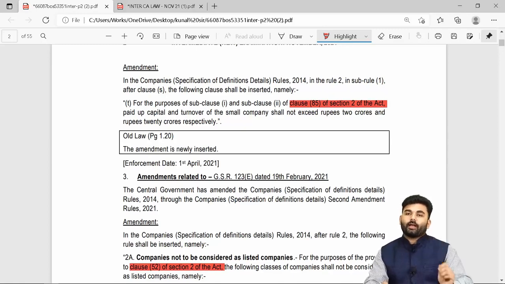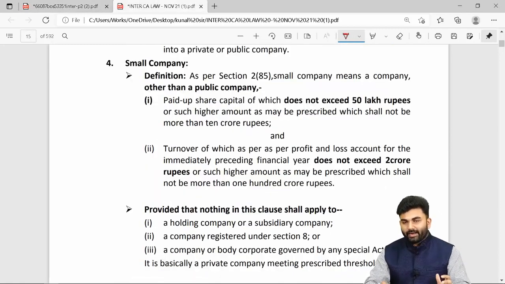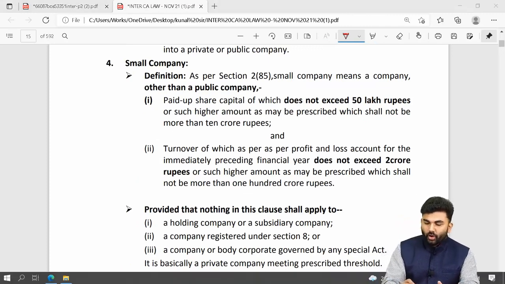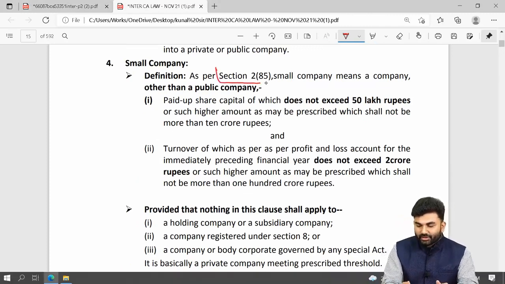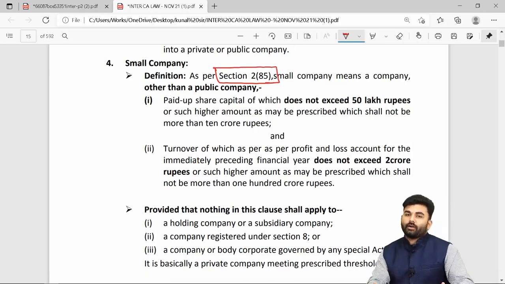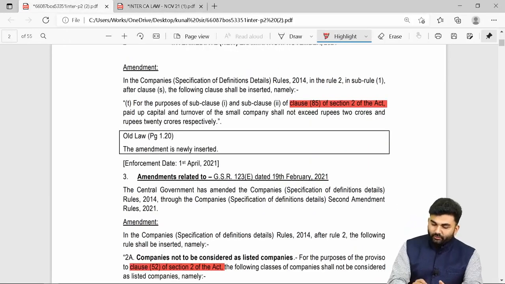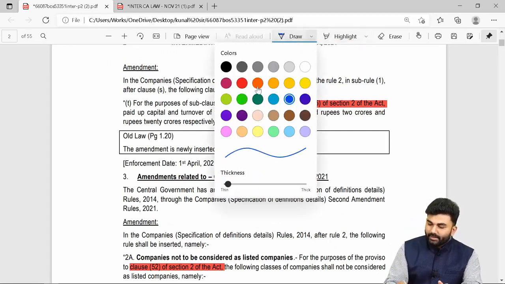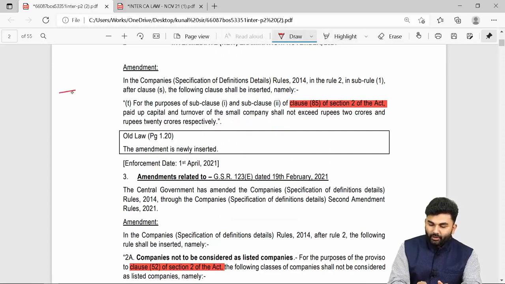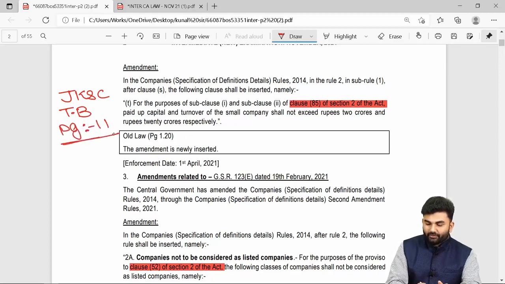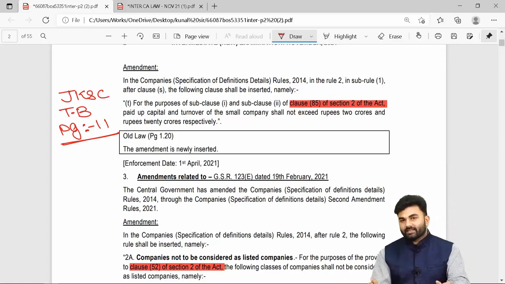of a small company. Yes, my dear friends, section number 2, clause 85. Section number 2, clause 85 defines a small company. This you will find in your JKS's textbook, page number 11. So you need to take out page number 11 of JKS's textbook and make the necessary changes over there.